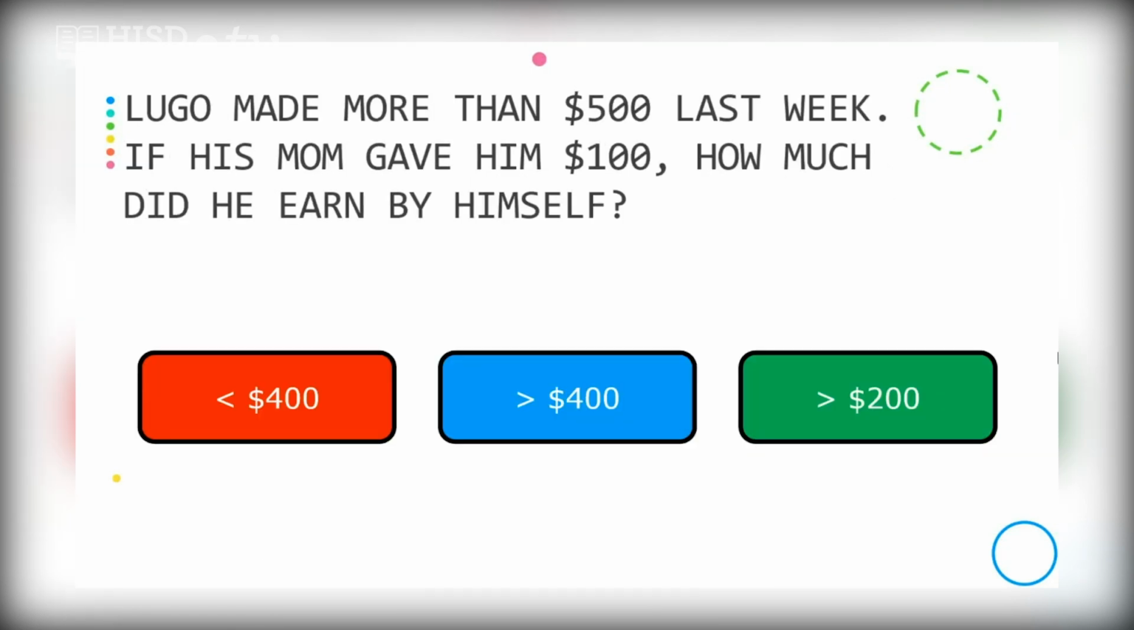And now it's going to be your turn, guys. The problem says Lugo made more than $500 last week. If his mom gave him $100, how much did he earn by himself? You're going to have a couple of seconds, and you have these 3 options. You're going to be lower than $400, more than $400, or more than $200. Let's get to work.